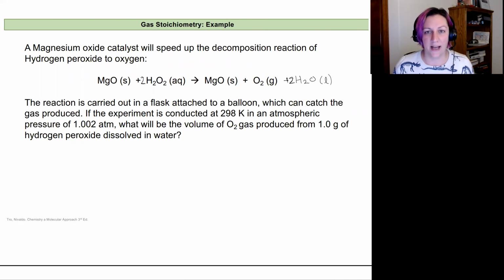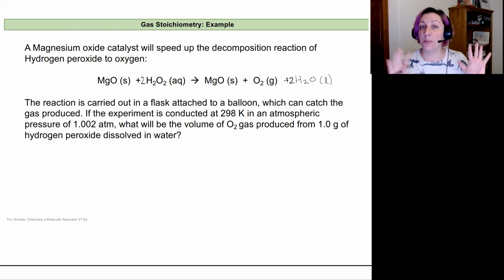The water was tied up in being aqueous, and I forgot to put it on the product side. So we are going to look at the decomposition of hydrogen peroxide into oxygen and water. Magnesium oxide catalyzes this reaction. It happens on its own, but it happens very slowly. Magnesium oxide will make it happen quickly.